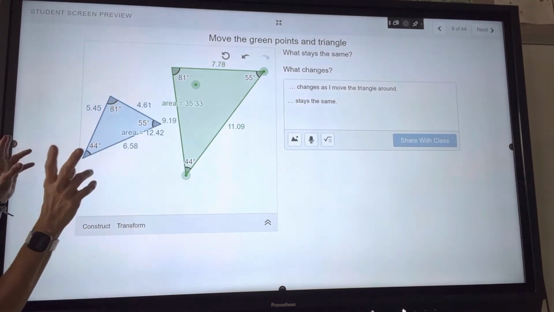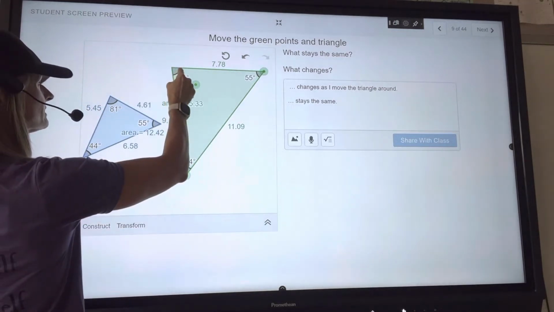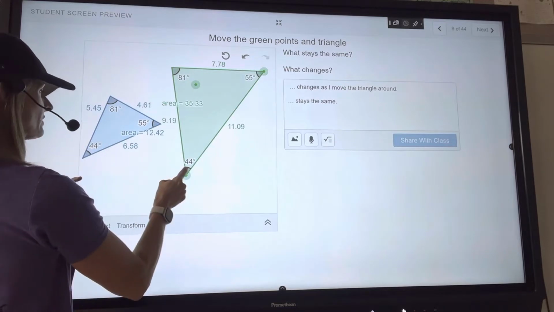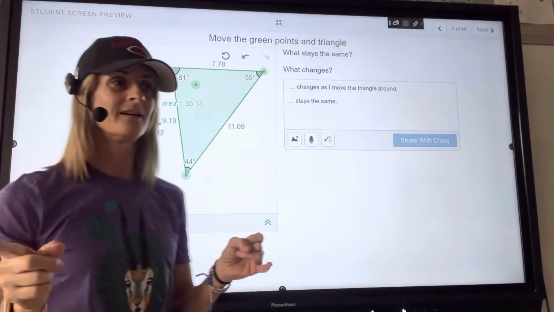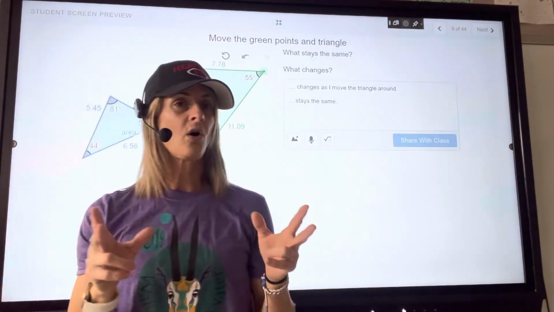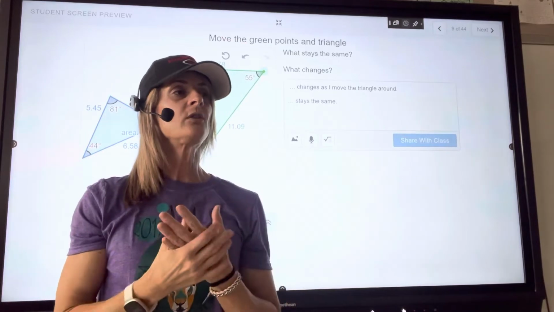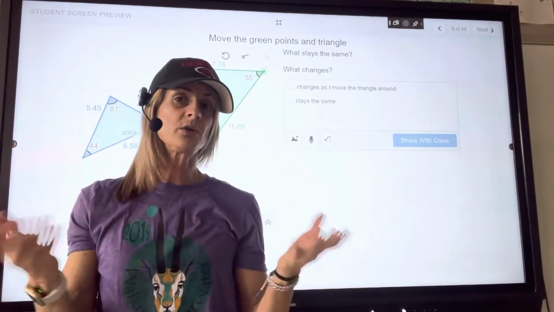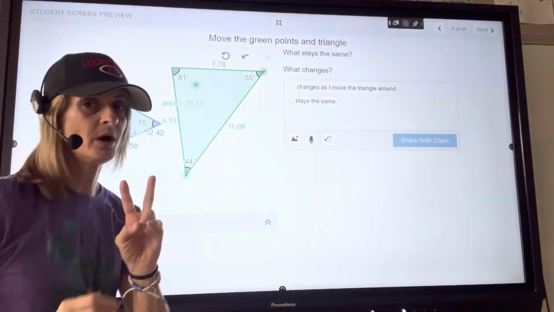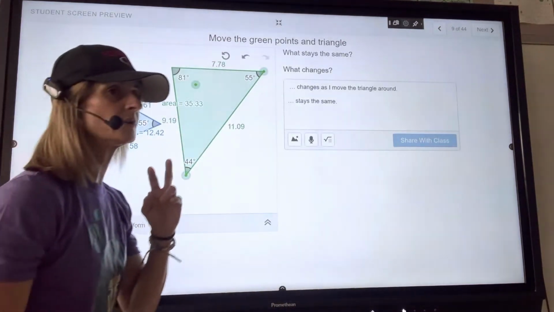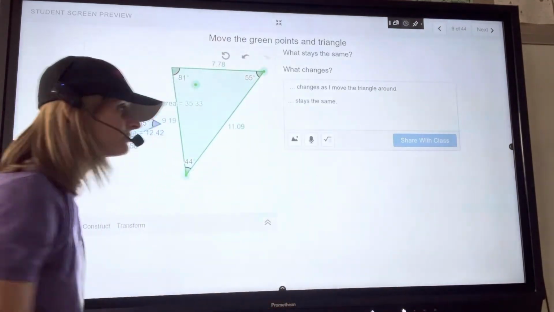But notice they fixed the angles. The measure of this angle is 81 degrees. The measure of this angle is 44 degrees. The measure of this angle is 55 degrees. So just because all the corresponding sets of angles are congruent doesn't make the 2 triangles the same shape and the same size. You need both.